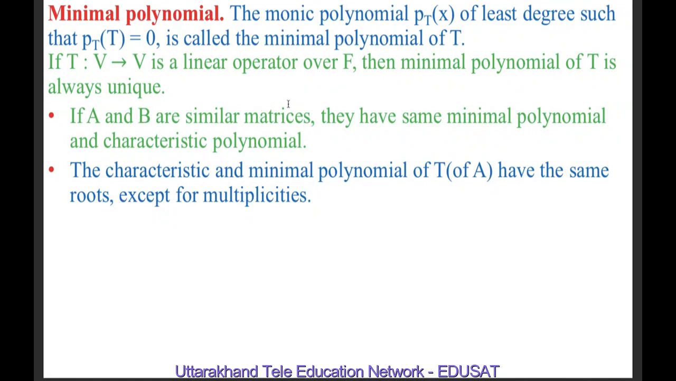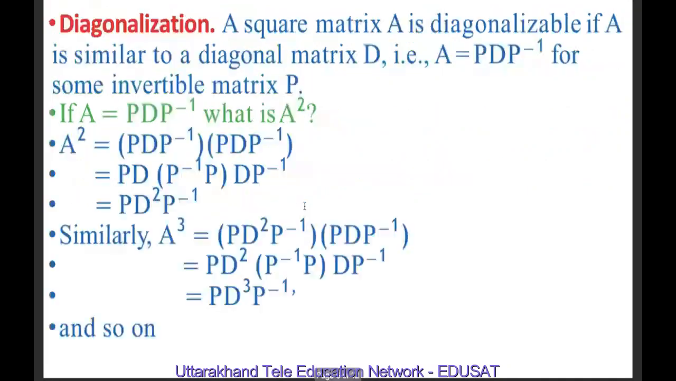Then their minimal polynomial is equal to the characteristic polynomial. The characteristic and minimal polynomial of T have the same roots except for the multiplicities.